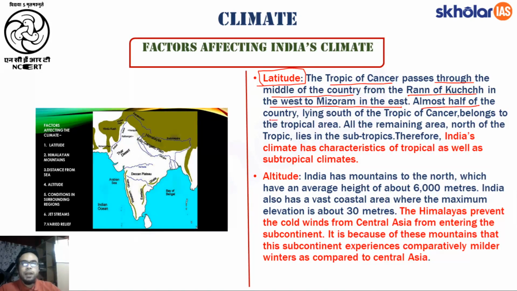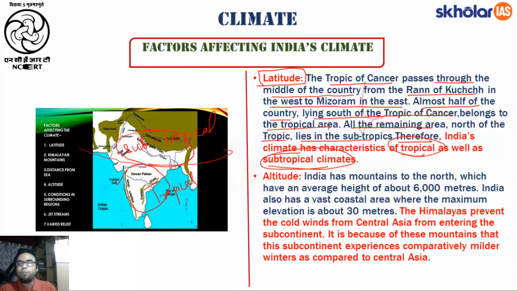Almost half of the country lying south of the Tropic of Cancer belongs to the tropical area, and all the remaining area north of the tropic lies in the subtropical region. Therefore, India's climate has characteristics of tropical as well as subtropical climates, right? So the areas to the south of the Tropic of Cancer experience tropical climate, and the areas to the north of the Tropic of Cancer experience subtropical climate. So India overall experiences subtropical as well as tropical climate, right?